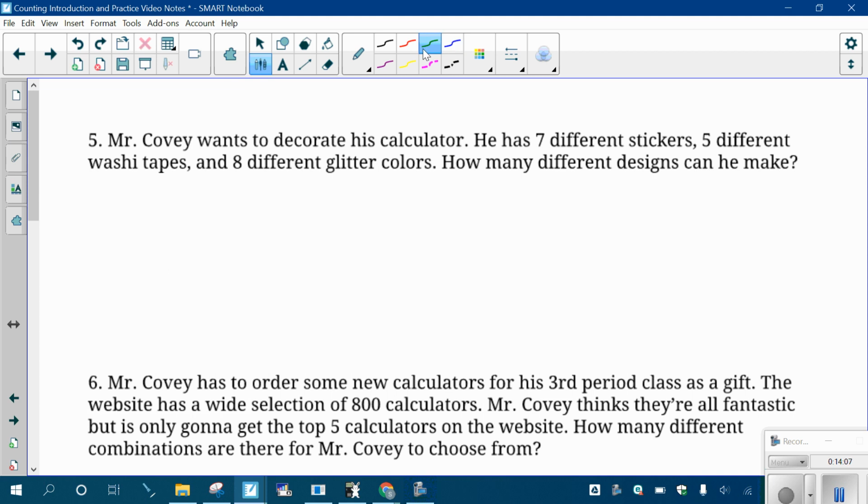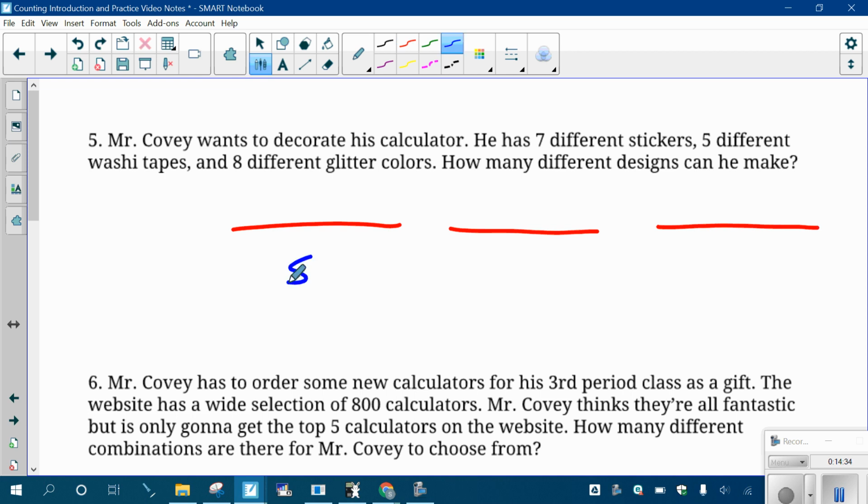So if you're thinking about this one, I've got to pick a sticker, a washi tape, and a glitter color. Those are multiple different decisions that don't have anything to do with each other. That's exactly when you should use slots. I'm picking a sticker, a washi tape, and a glitter color. Making 3 different decisions, a slot for each decision.